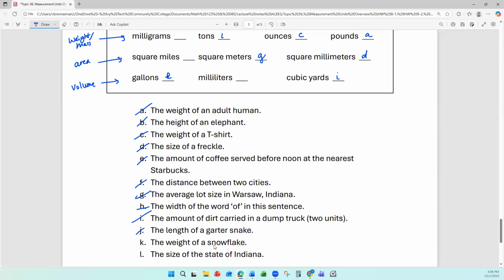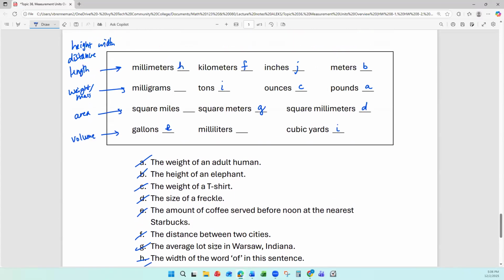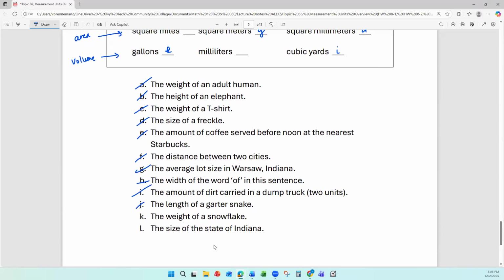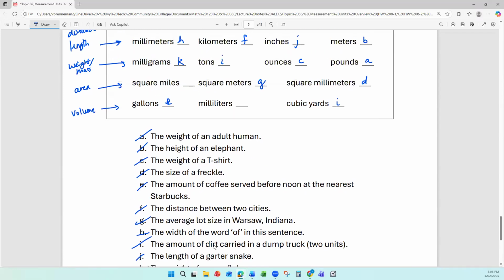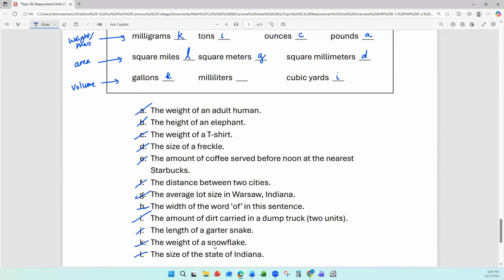And then the weight of a snowflake, very, very small amount of weight. That would be milligrams, used to measure very small or precise amounts, and the size of the state of Indiana, square miles. And so our milliliters didn't get used at all. That would be measuring a fairly small volume of something.